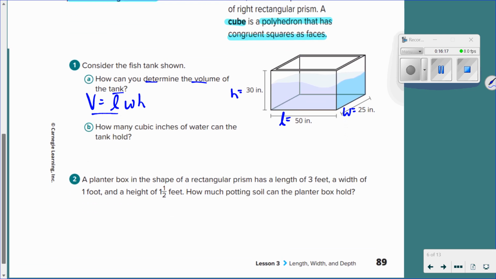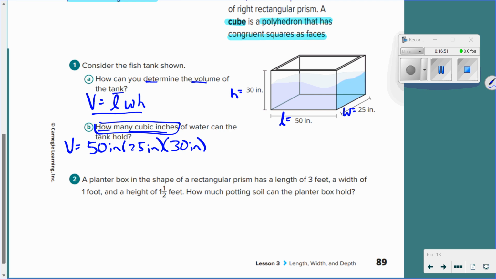Guys, if you have written the base formula and you've labeled your figure, the next step should be super easy. Literally, all I'm doing is putting it into the formula. So how many cubic inches of water can it hold? I go over my base formula. What did I say my length was? 50. I said my width was 25. I said my height was 30. Guys, this right here is half credit. If you make a math error after this, as long as you don't mess up the units, you're going to be okay.